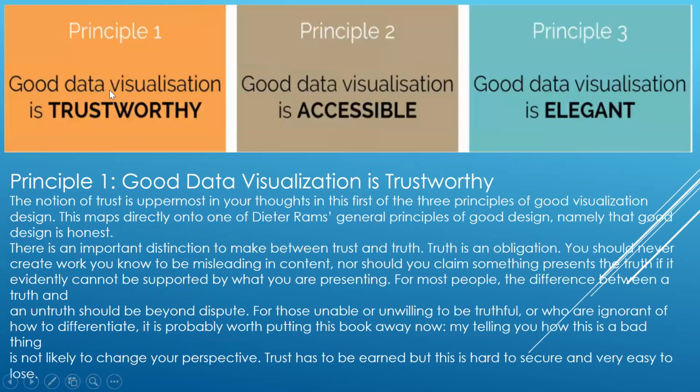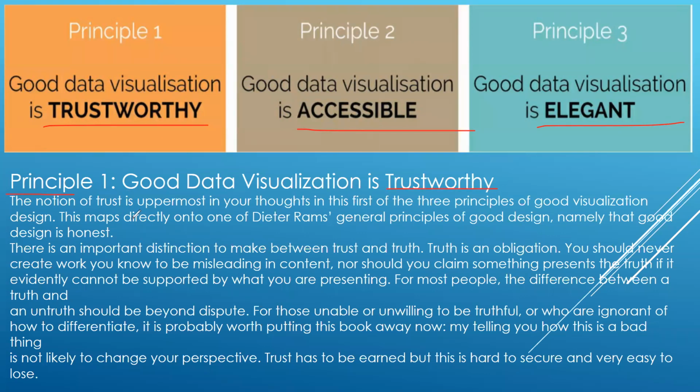So we have three principles about that, and they are in big notes or in big titles as follows. The first one is that good data visualization is trustworthy. It is accessible and it is elegant. So let's see what each and every one of those means. The first principle is that good data is trustworthy.